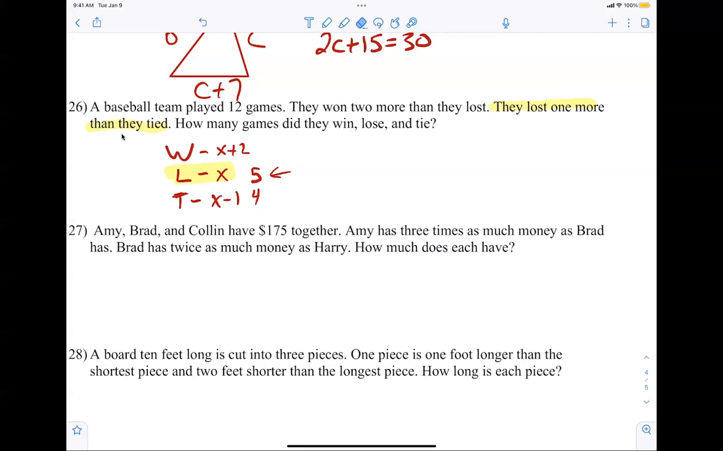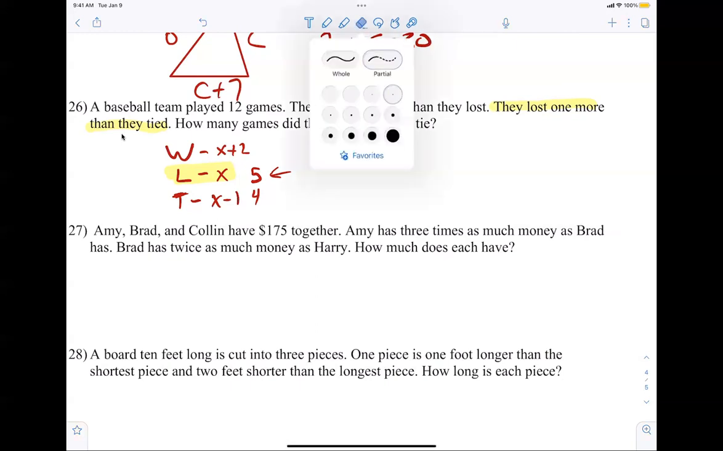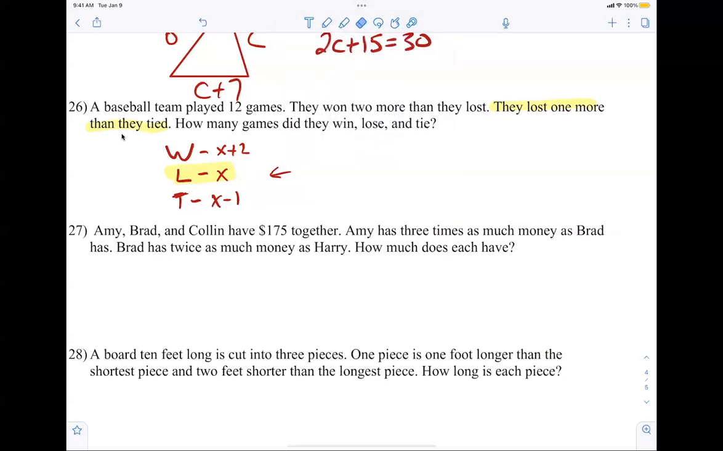But X is representing loss, right? So wouldn't it be 1 minus X? Nope. And that's what I was trying to show you with numbers. Look at my numbers here. This is what's going to help you. Because I'm confused, I'm just going to make up a number.